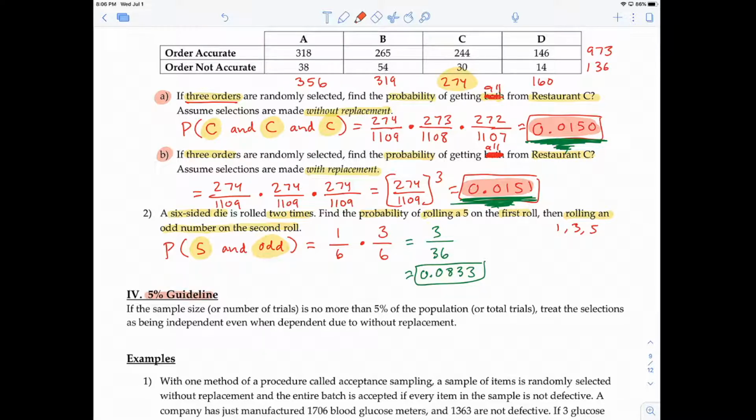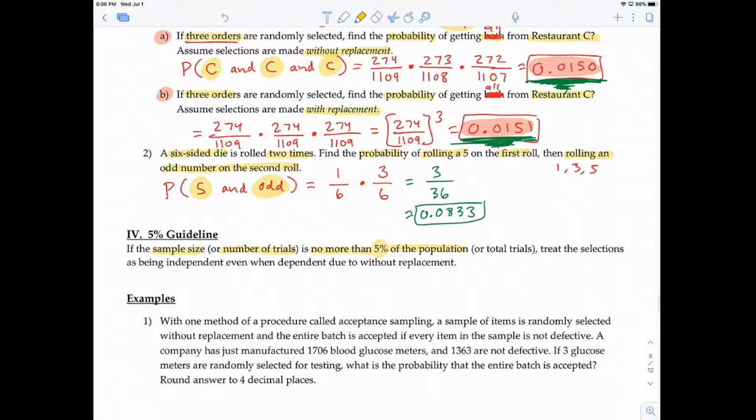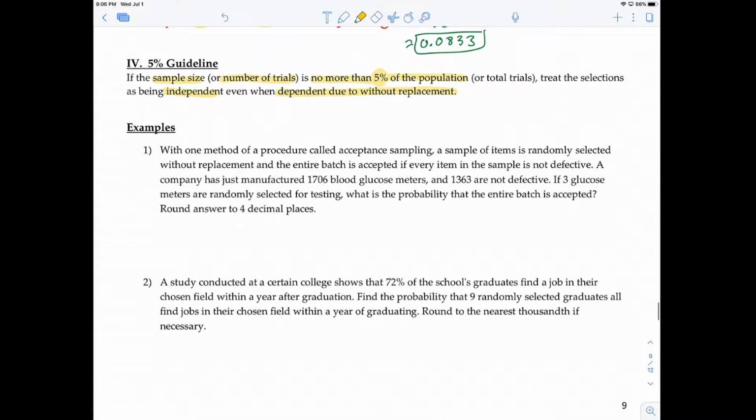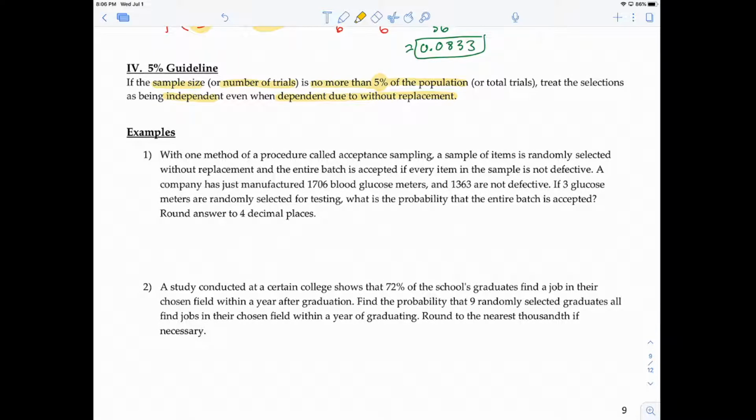So here's the condition in which we can apply or use that. It says, if the sample size or number of trials is no more than 5% of the population or total number of trials, treat the selection as being independent even when it's dependent due to without replacement. So let's take a look at a couple of examples and try to understand when we can apply the 5% guideline.